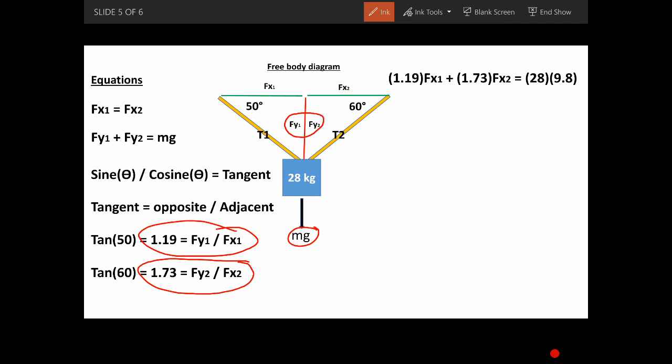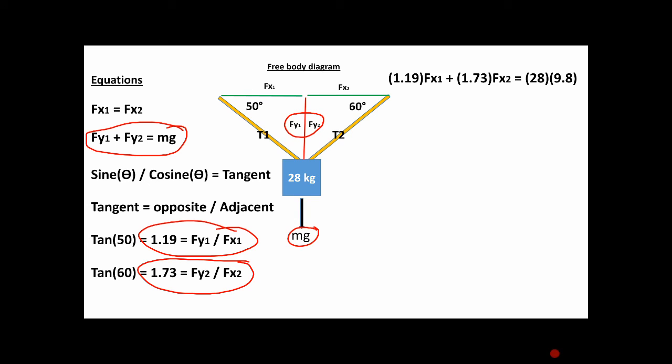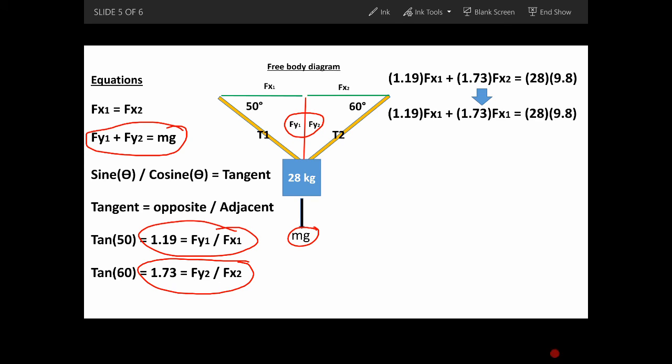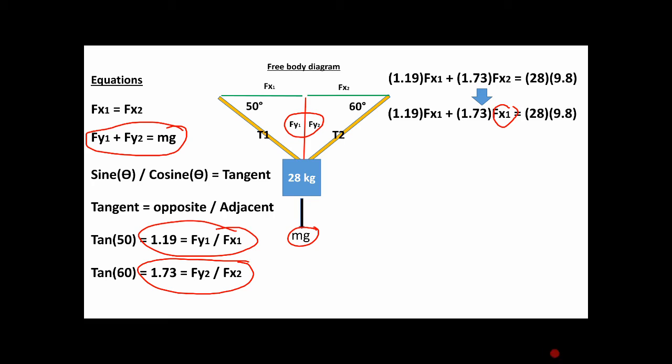So as you can see, by solving for Fx1, you could solve for Fx2, it doesn't matter, they're equal to each other. But I'm going to solve for Fx1, and then substituting it, we have this equation here. As I said before, Fx1 is equal to Fx2, so all I've done here is just replaced this with Fx1 as they are equal to each other.